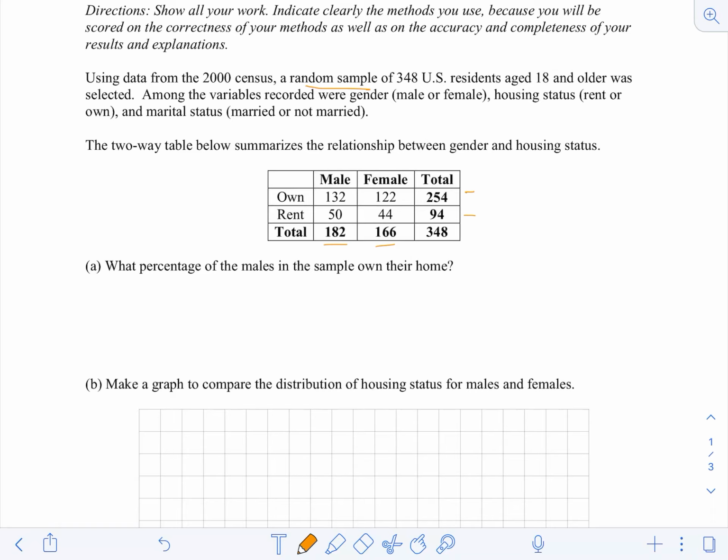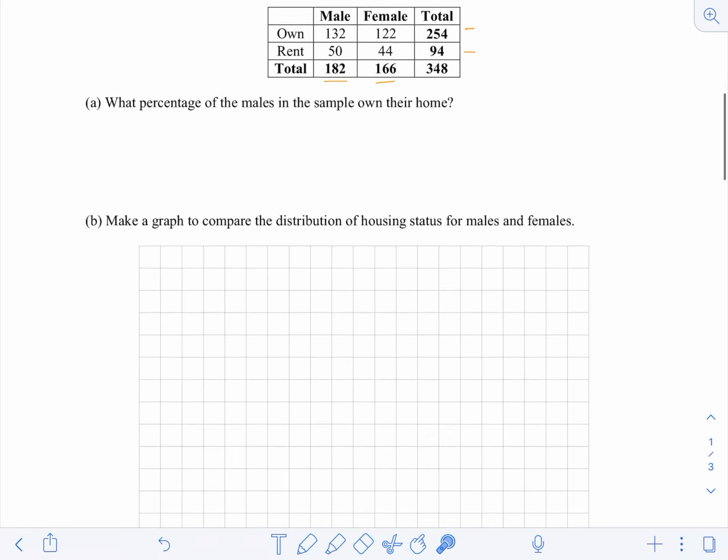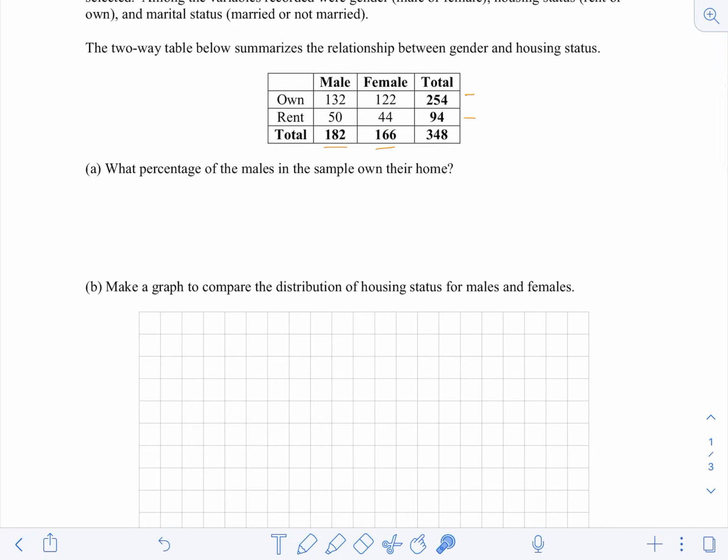It looks like things are pretty similar between males and females who own and rent their homes. 132, 122, that's a difference of 10. But the totals differ by almost 20, so a difference of 10 isn't a big deal when the total difference is about 20. For rent, it's a difference of 6, which gives us the rest of the difference. Just looking at that, we know a few big things.